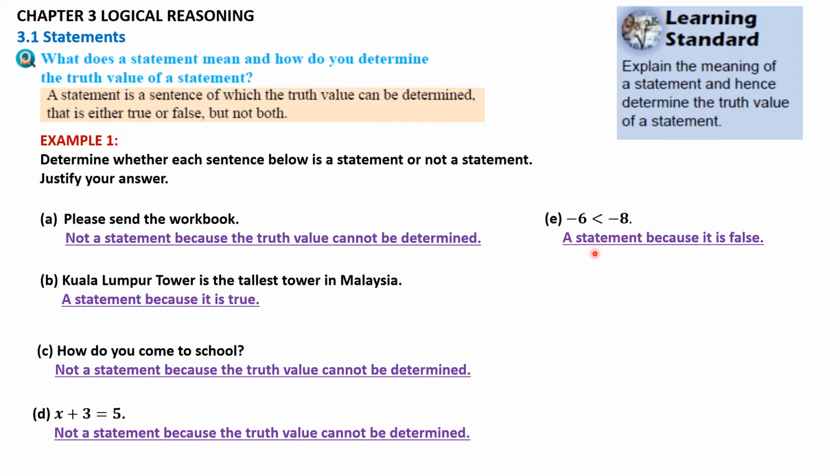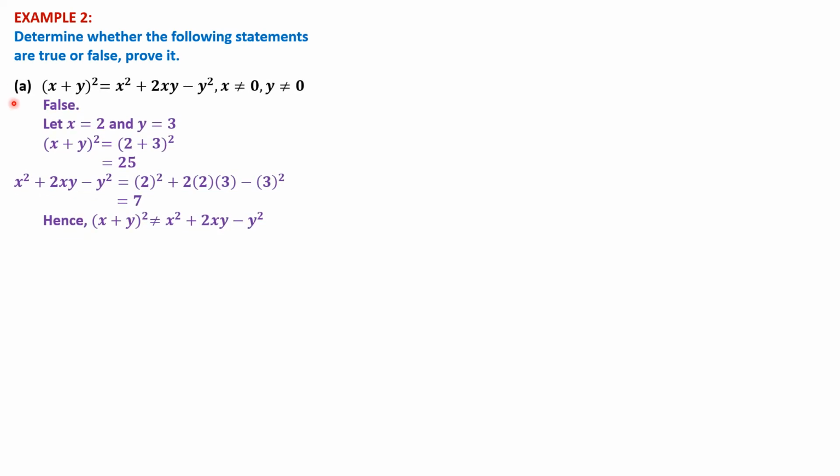Now we look at E. Negative 6 is less than negative 8. This one is a statement because it is false. We look at example 2. Determine whether the following statements are true or false. Prove it.